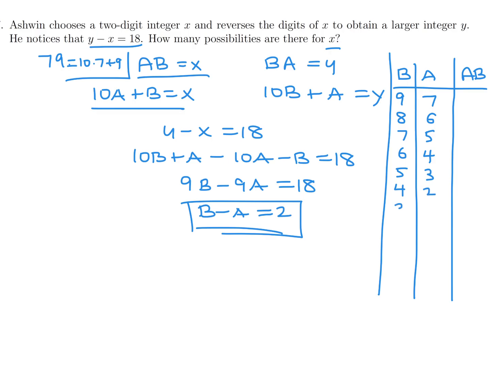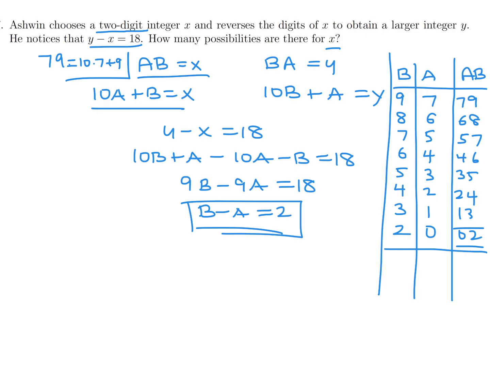4, 2, 3, 1, and oops, sorry, 2, 0. Now let me just see here. I can't go anything lower than 0. This is going to be 79, this is going to be 68, 57, 46, 35, 24, 13, and 02. But here's the thing. This is not a 2-digit integer, so that one won't work.